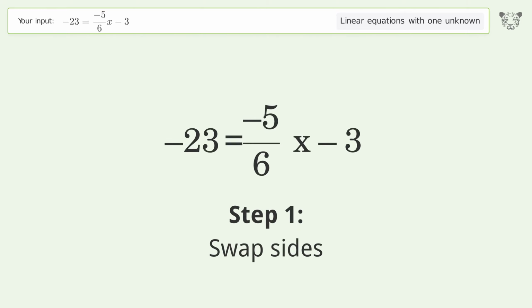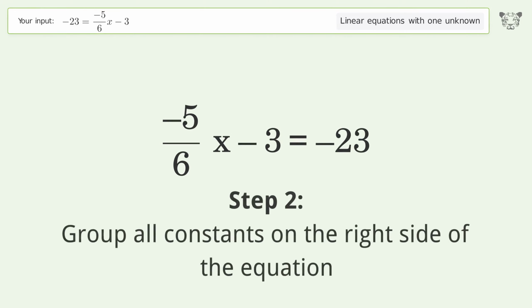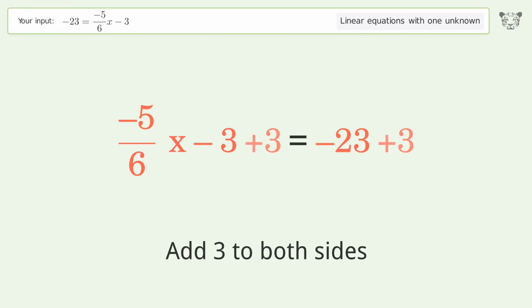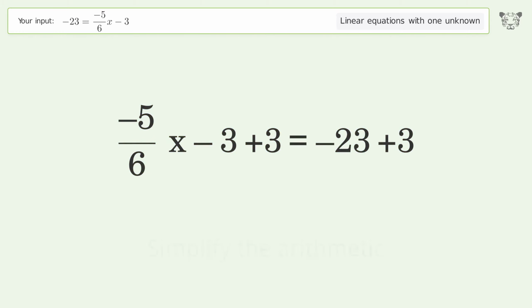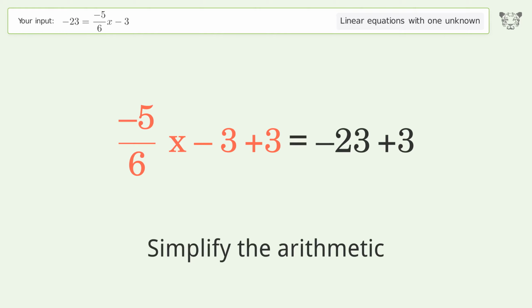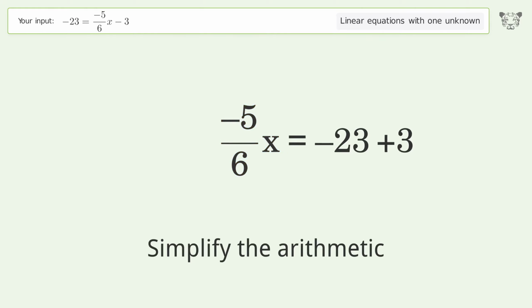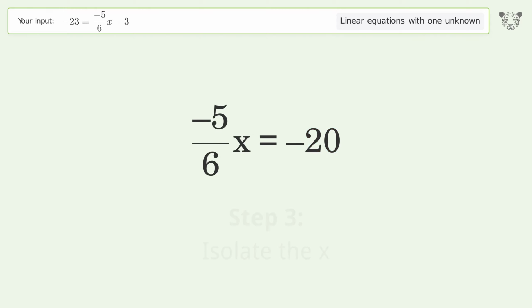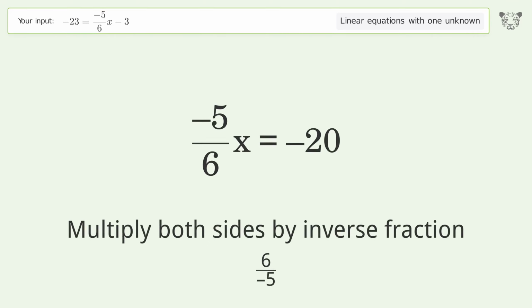Swap sides. Group all constants on the right side of the equation. Add 3 to both sides. Simplify the arithmetic. Isolate the x. Multiply both sides by the inverse fraction, 6 over -5.